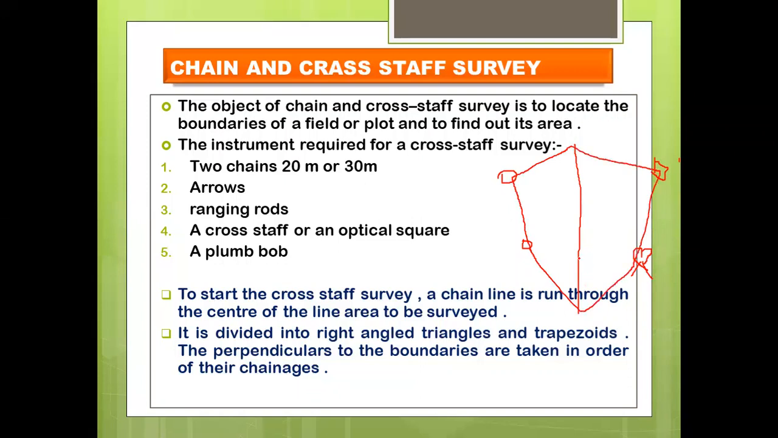Firstly, we have to calculate this distance to this distance. Then we have to bisect this object. Then we have to calculate this distance from the chain line to this object. Then the same thing we have to do for all these objects. And then it is divided into right angle triangles, otherwise it may be a trapezoid. Like that we do in a chain and cross staff survey. I hope it will be clear for you.